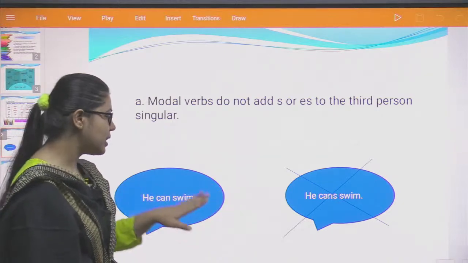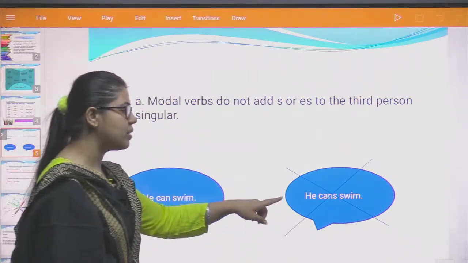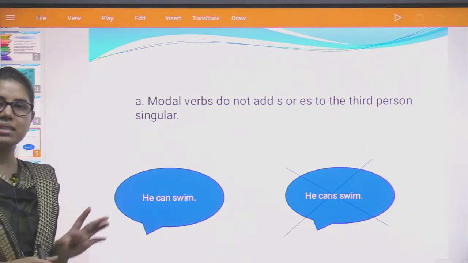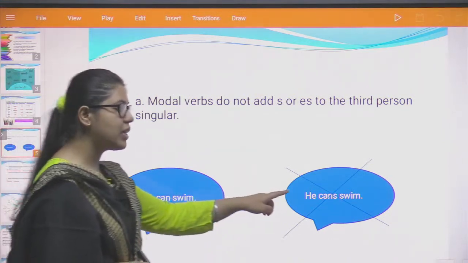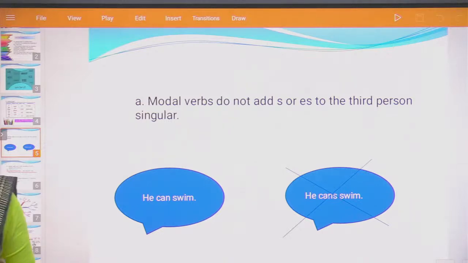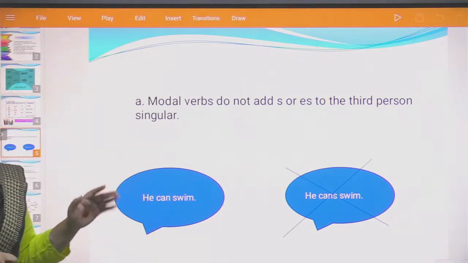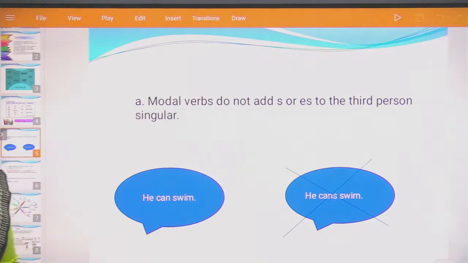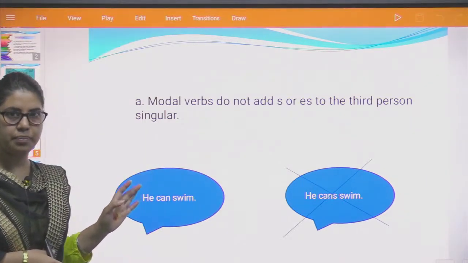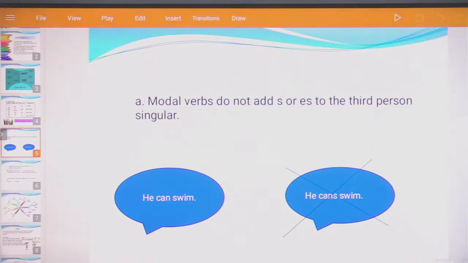If I write "he cans swim," then it will be incorrect. He is third person singular, and if I put s with can, student, then it will be incorrect. So what it is telling us is that we don't need to put s or es with a third person singular subject. We'll just simply write he can swim, he can speak English, birds can fly. You don't need to put s or es with these modal verbs, student. Now let's move on to the next rule.